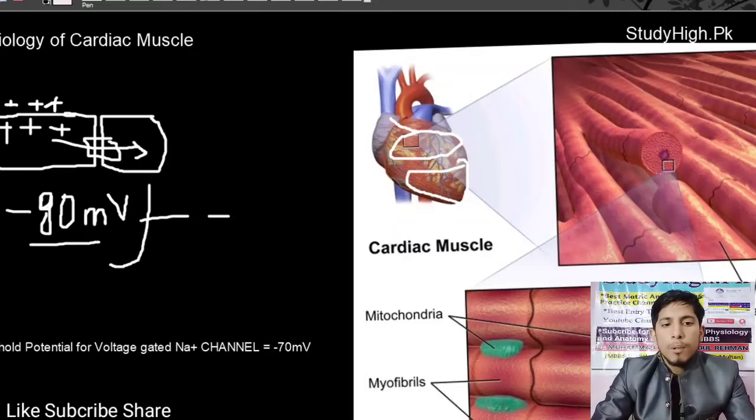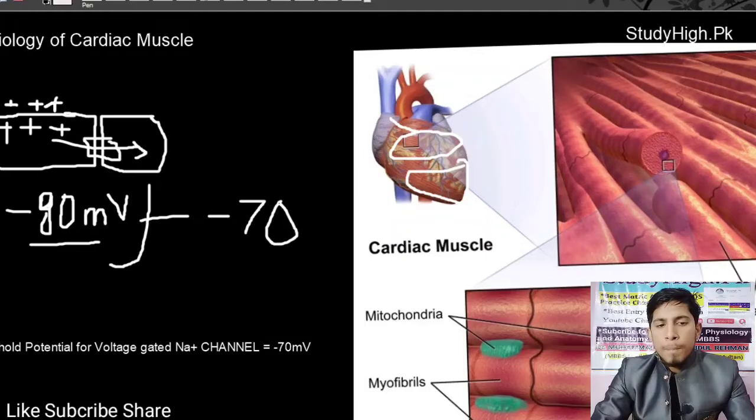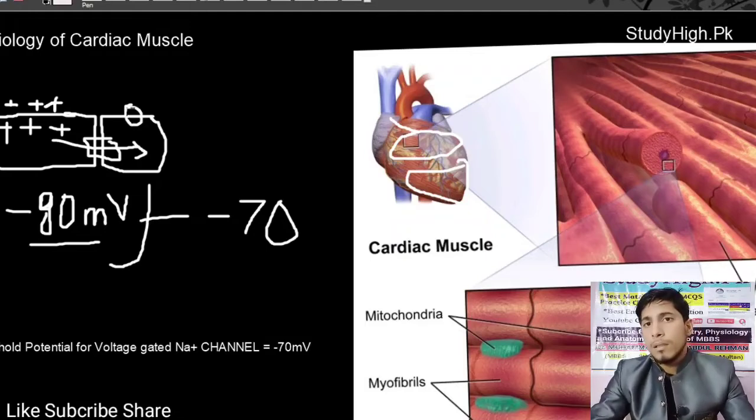When a large number of positive ions from this cell enter this cell, its resting membrane potential will be disturbed. As a result, its inside becomes less negative, and when this cell's inside membrane potential reaches the threshold of minus 70 millivolts, the sodium channels present in this cell will also open.